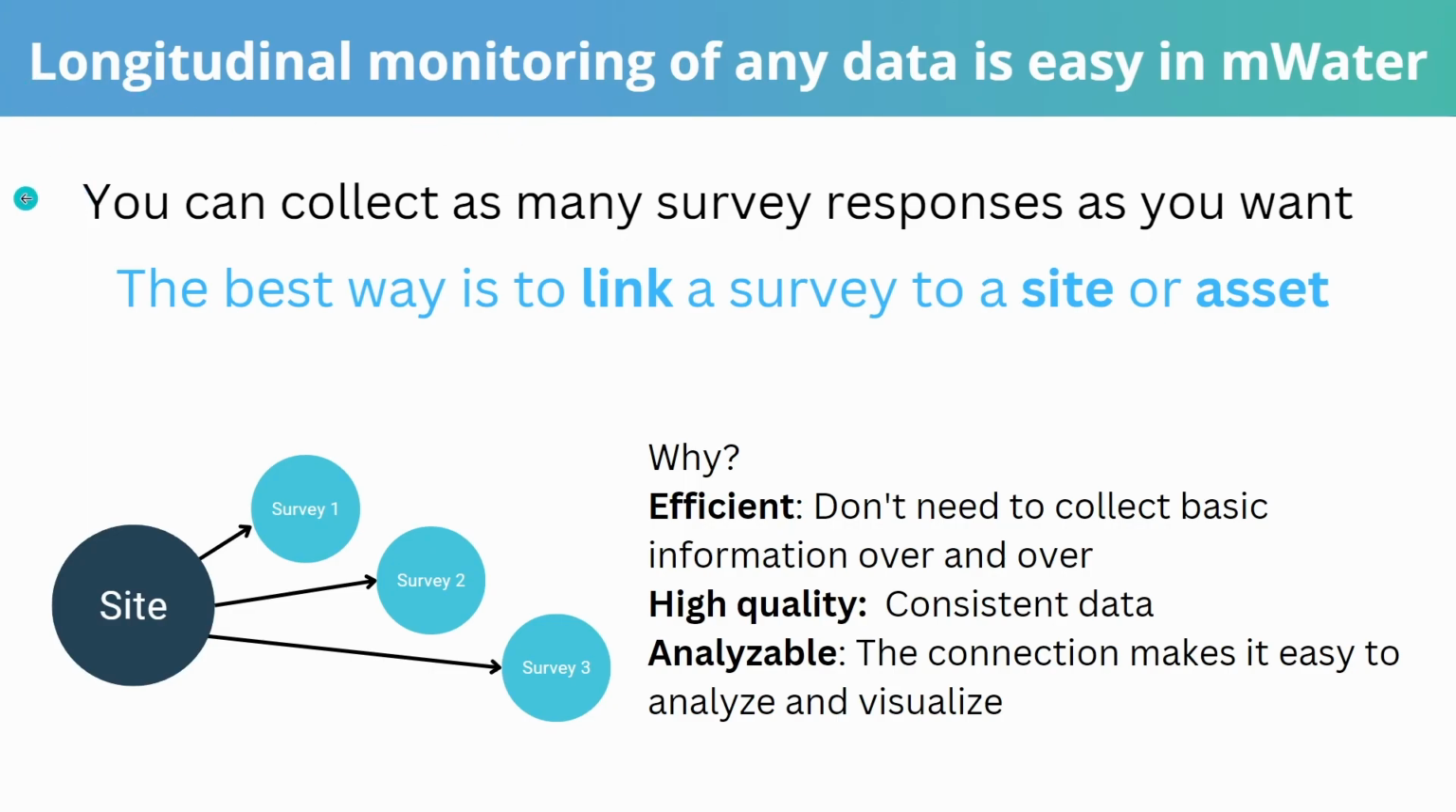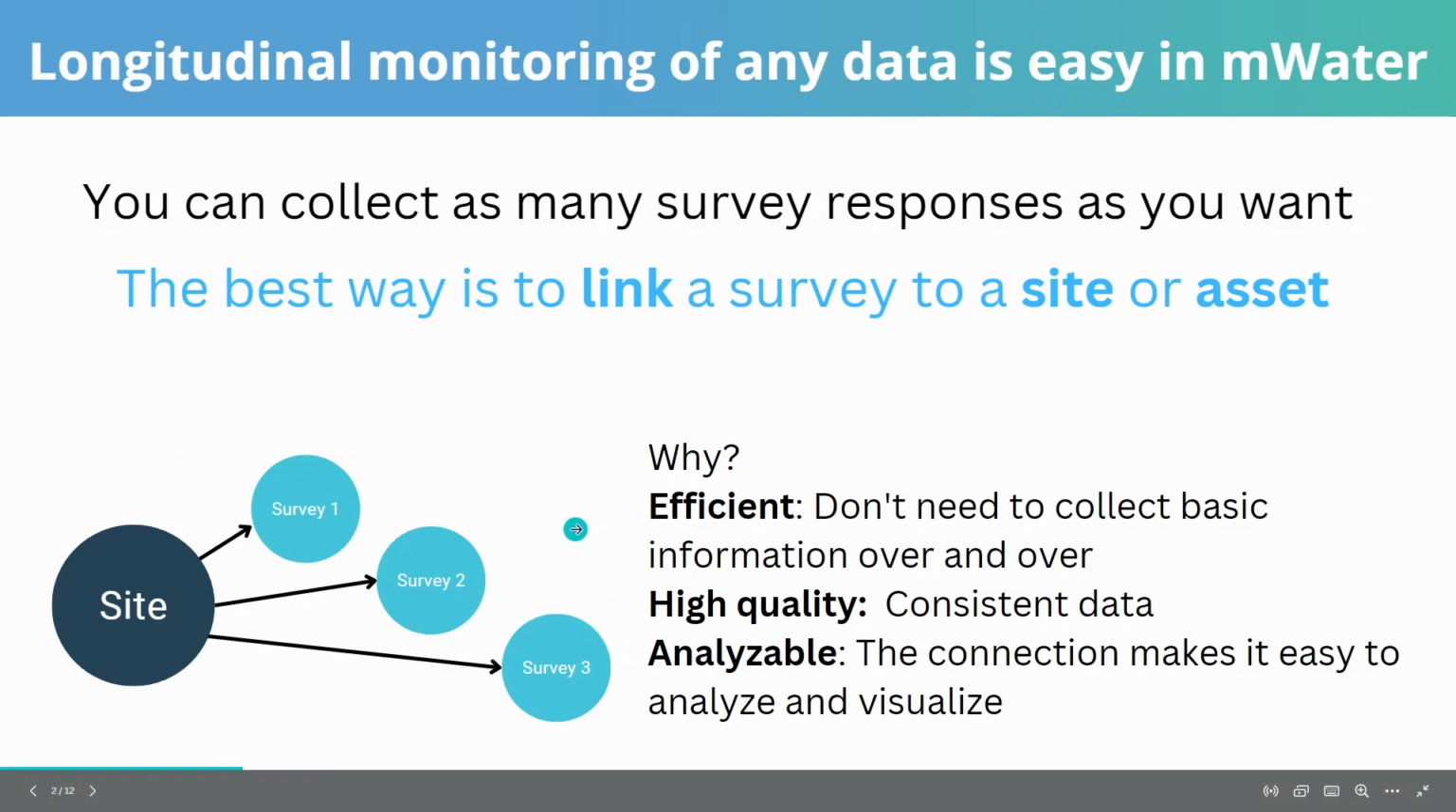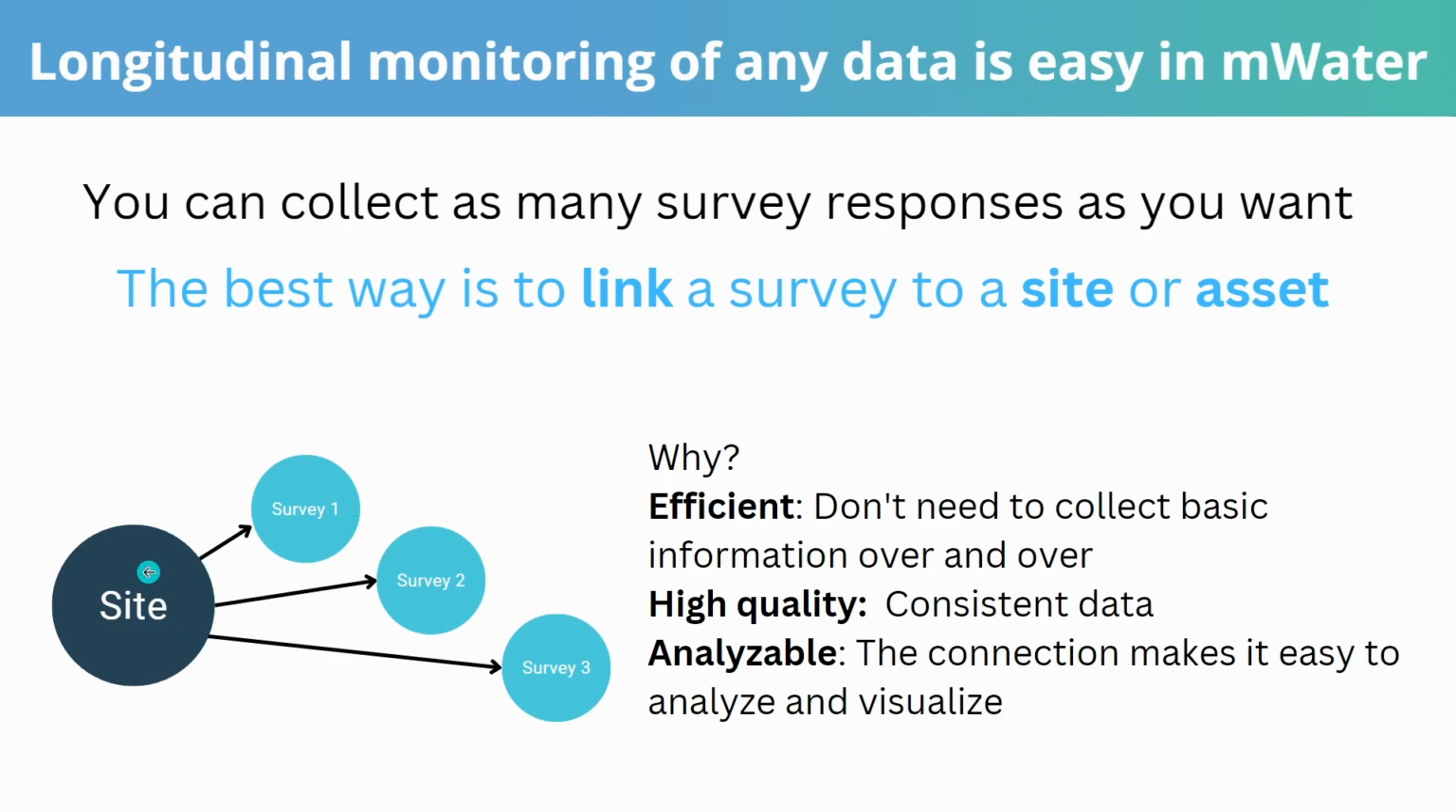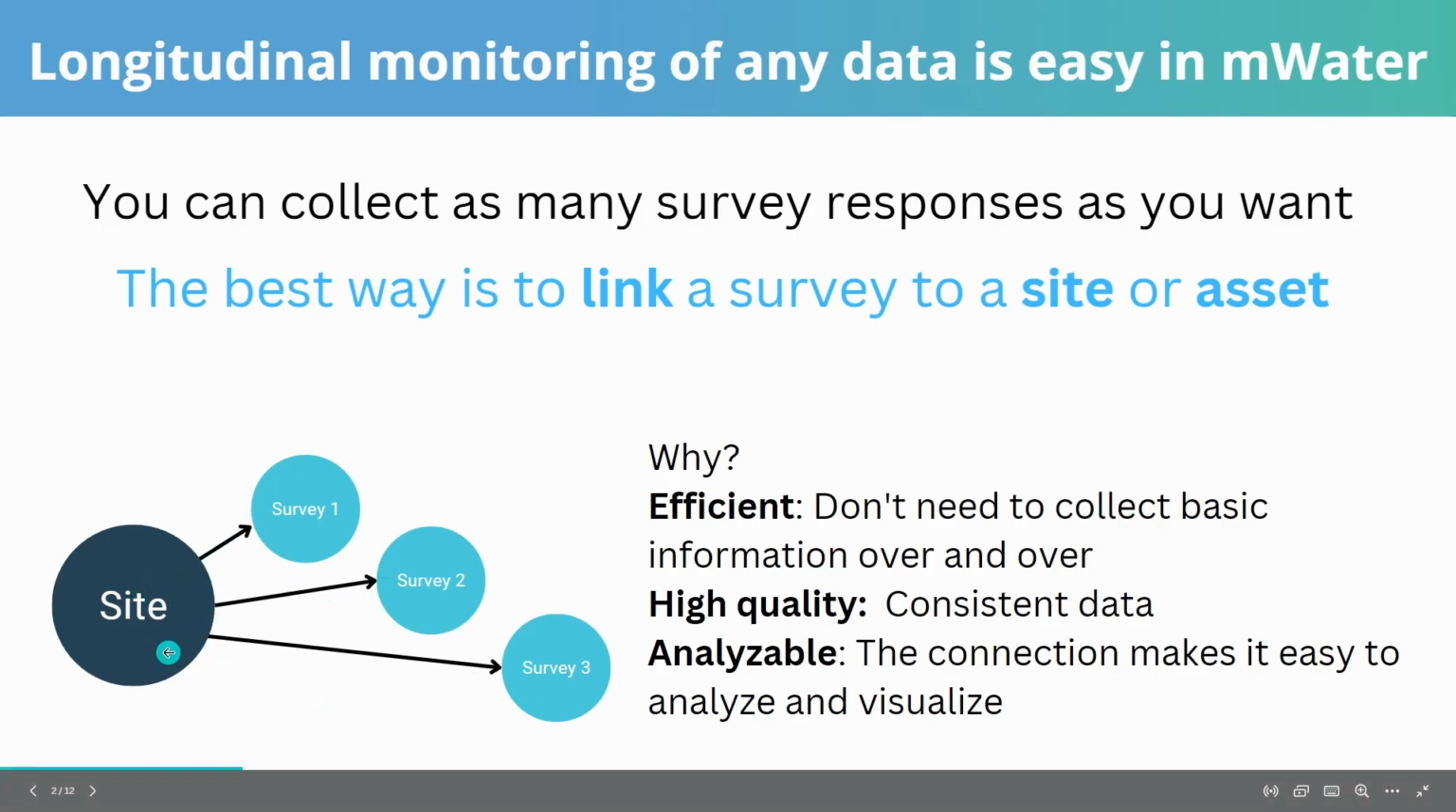Now, you can collect as many survey responses as you want. Surveys in mWater and Solstice are things which you can design yourself and add questions and basically collect any kind of data you need. And the best way to do longitudinal monitoring, as mentioned, is to link a survey to a site or asset. And then you fill those surveys out on the second visit, on the third visit, as many visits as you need, and link it all back to the same site if you're visiting the same place. So for the same school, you link it again. For the same water point, you link it again. For the same water asset, hospital, whatever.